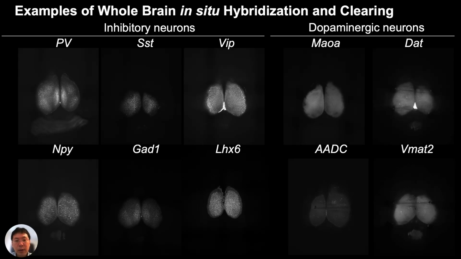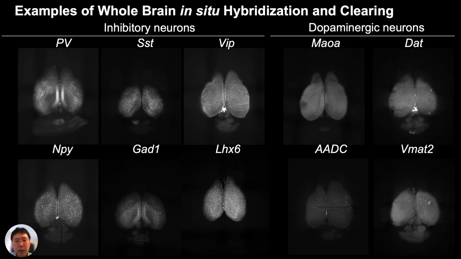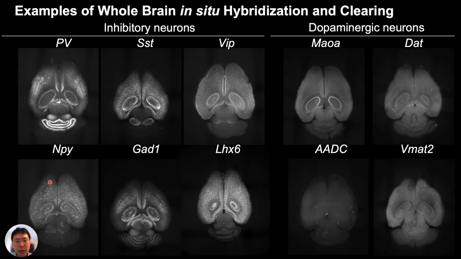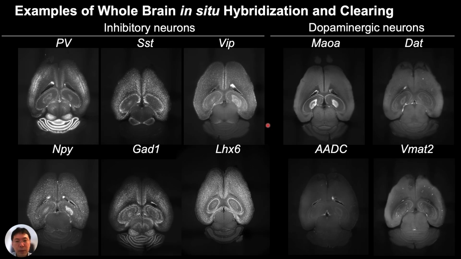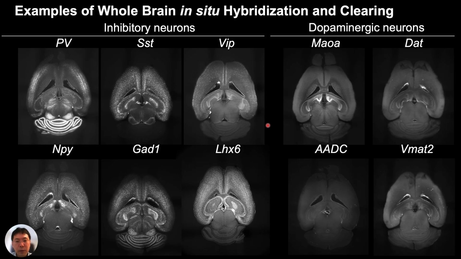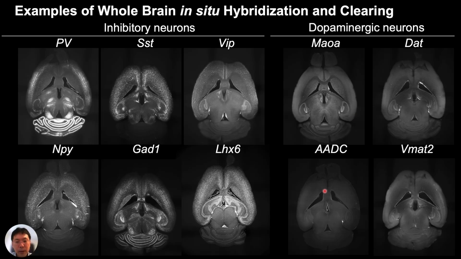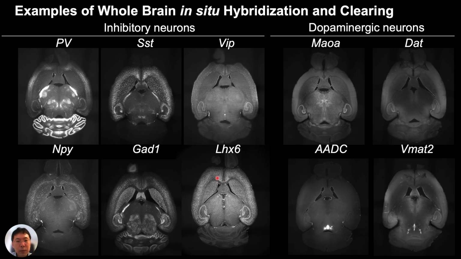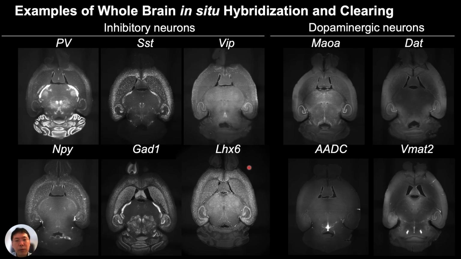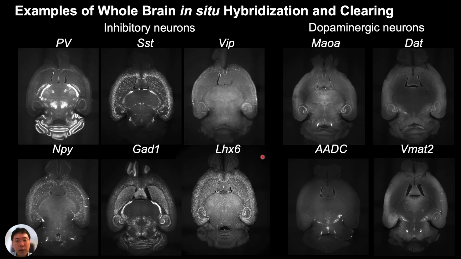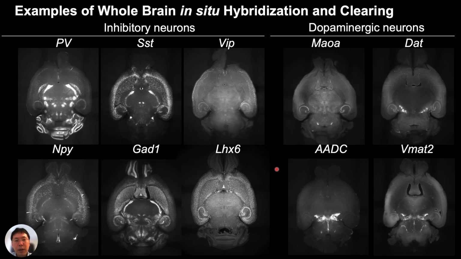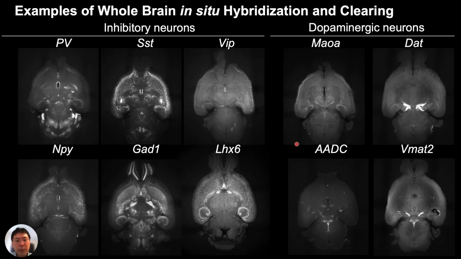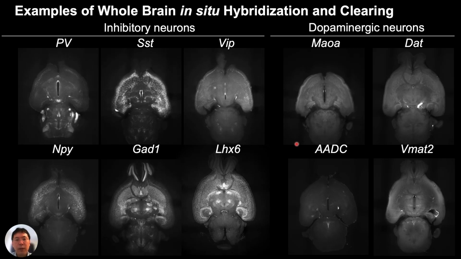Here we show slice view examples of several inhibitory neuron markers, such as PV, SST, VIP, NPY, GAD1, LHX6, as well as dopaminergic neurons, MAOA, DAT, AADC, and VMAT2. You can see the sparse distribution of cortical inhibitory neurons across the neocortex, and the localized expression of dopaminergic markers in the midbrain area, as shown here. These examples are part of our validated probe set.